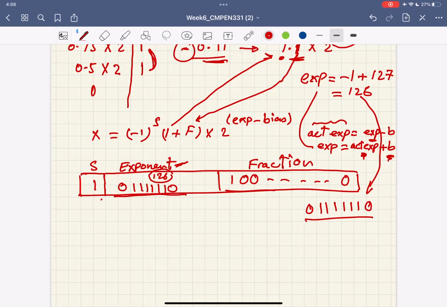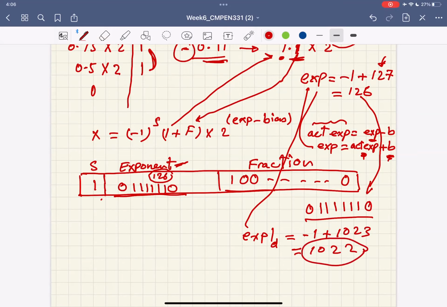If I were to write the same thing, but in double precision. Okay, so the only difference with the double precision will be what? Will be the exponent, correct? So instead of having this 127, the exponent in double precision will be -1 plus 1023. It will be 1022. So that means that this 1022 basically will be here instead of 126.